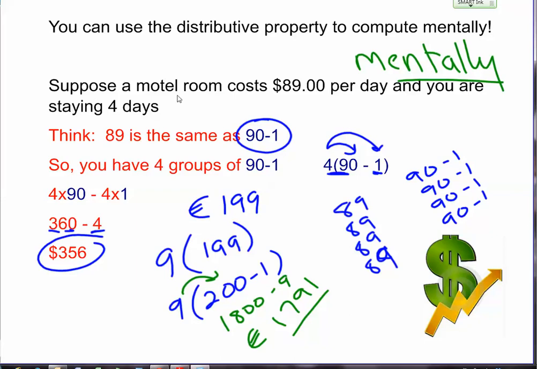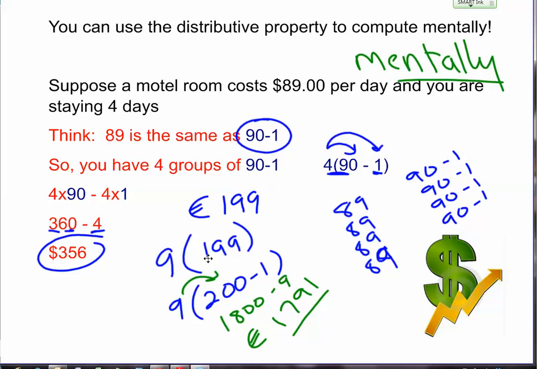For example, suppose a motel room is $89 a day and you're staying for 4 days. Well, multiplying 89 times 4 in your head isn't as fast as thinking of 89 as 90 minus 1, because I can do 4 times 90 mentally very easily, 360, and then 4 times 1 is 4, and subtracting 360 minus 4 is very easy, so I get 356.